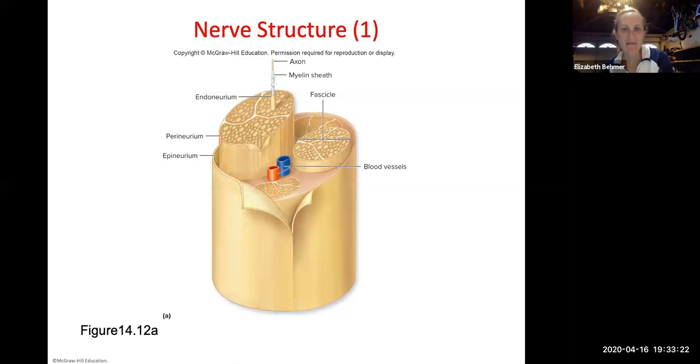So here we have a nerve itself, and you can see the bundles of axons. The endoneurium will be around each individual axon, and then the axons will come together to form a fascicle, and the perineurium will wrap around each fascicle. Then bundles of fascicles will come together, and the epineurium will wrap around the entire nerve.